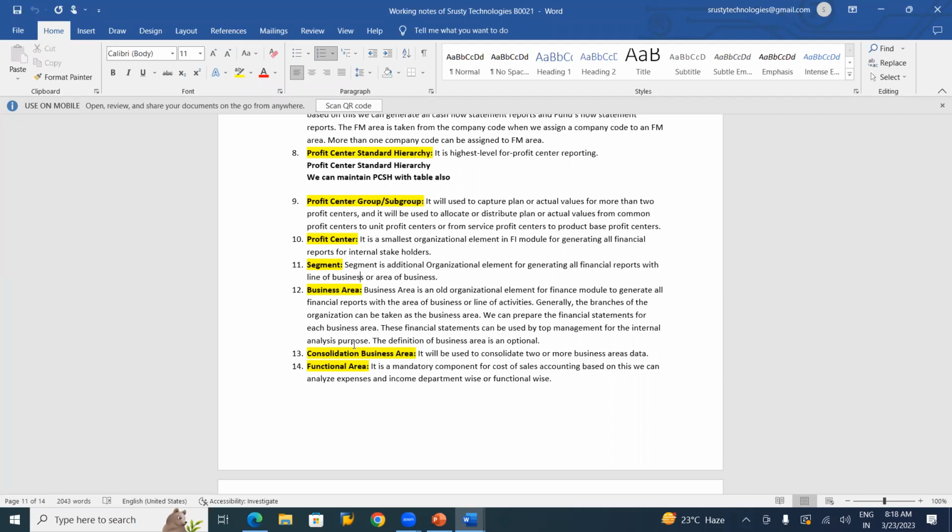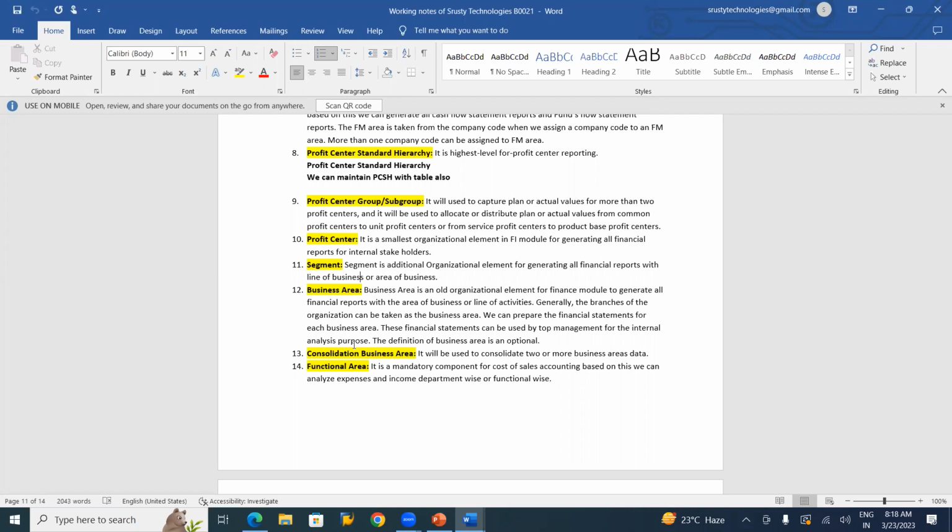Consolidation business area. For example, I'm using business areas and I have different branches: one in Dilshad Nagar, one in Secunderabad, one in Tilak Nagar, one in LB Nagar, something like that. I want a common report of all the business areas. Then we need to create one consolidation business area. Write down consolidation business area.